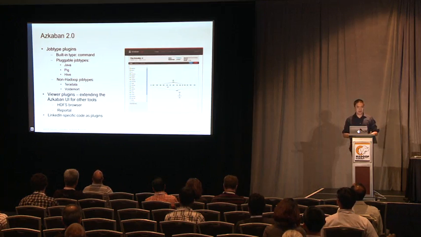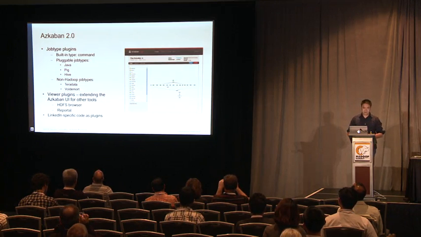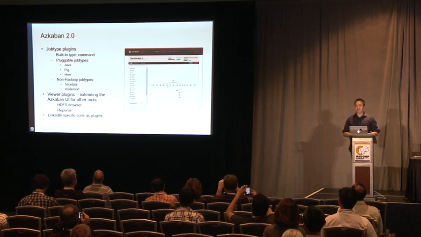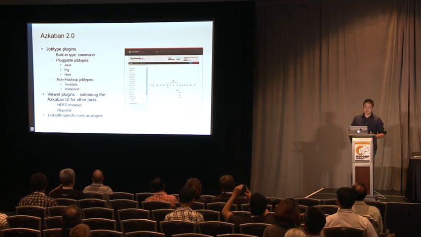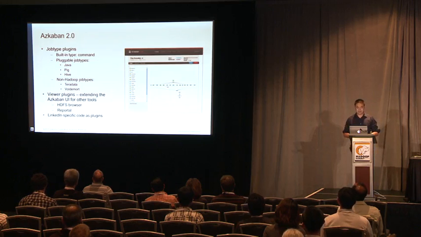And so Azkaban now no longer had any dependency on Hadoop's code base at all. We modularized many components of Azkaban and turned them into plugins. There's only one built-in job type plugin, which is a command, which basically runs a command line job. All the other job types became plugins, such as Java MapReduce, Pig, Hive, and others. We also supported non-Hadoop job types like Teradata and Voldemort build and push.